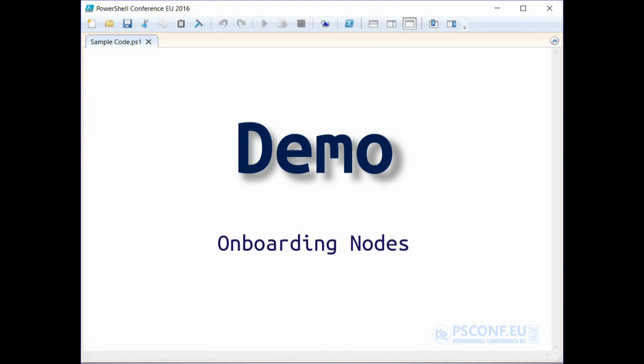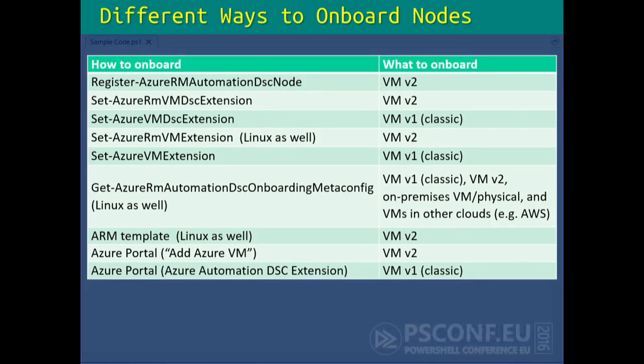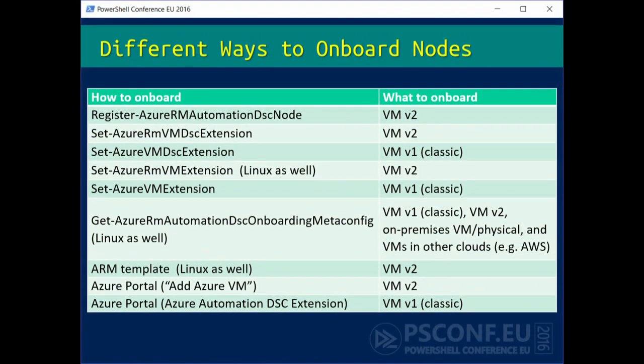Yes? Why is it that Get? So the question is, why does the Get-AzureRm cmdlet, the long name, onboard a node? It's a getter cmdlet. It's not a setter or a register.